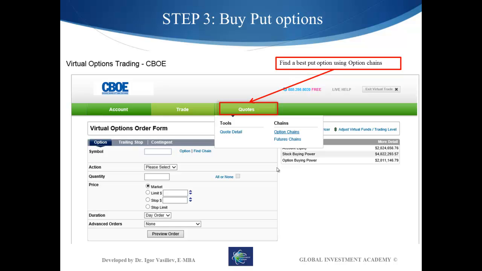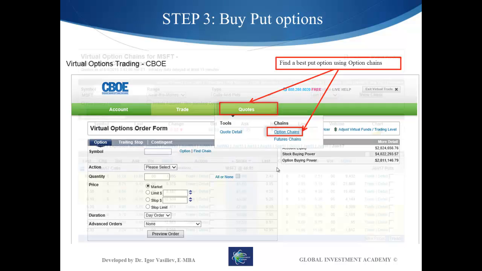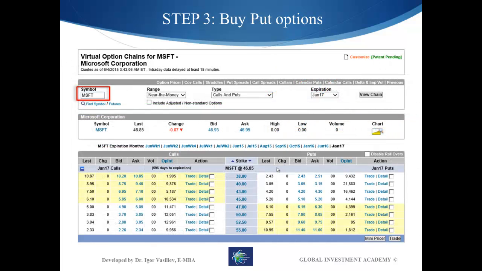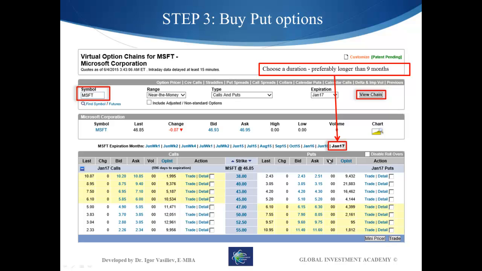Okay, in order to do that, I'm going to show you a different way from what you did before. You click quotes, and then we go to option chains, and we choose the insurance which is most suitable for us. After that, you get to the option chain window, you type your symbol Microsoft, and then you choose the date of duration. In our case, we're going to choose January 2017. It's the longest possible option for us. It's 18 months from the current day.